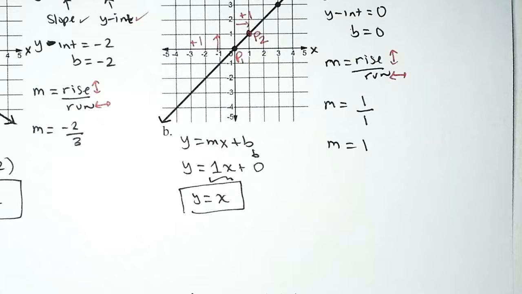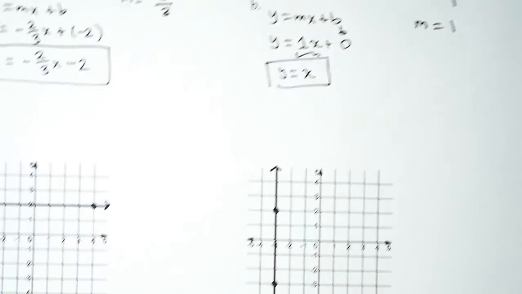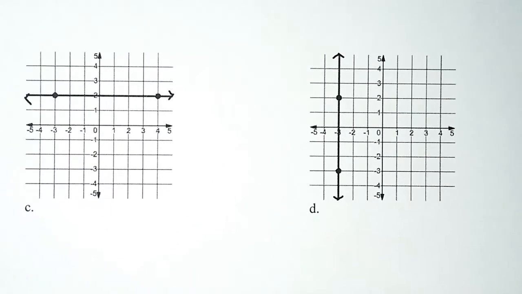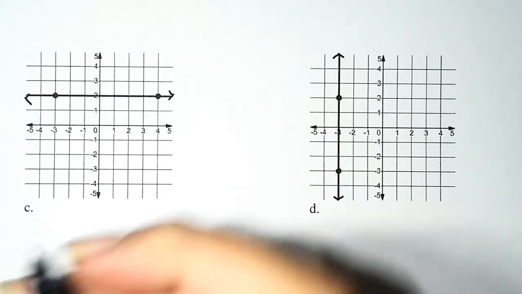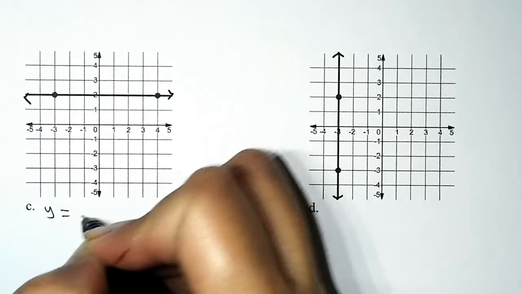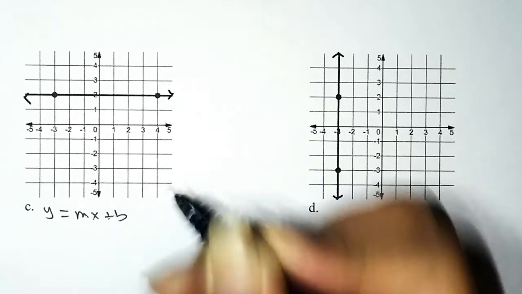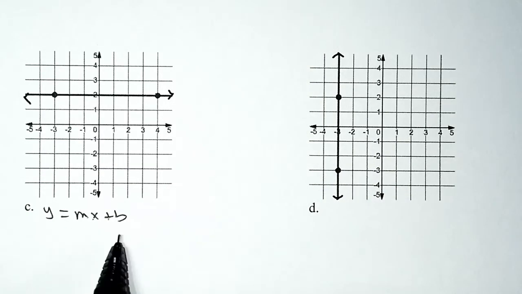Okay, let me zoom out. Problem C for the almost grand finale. Remember to pause and rewind as many times as needed. So we are asked to write this equation in slope-intercept form, y = mx + b. So let's identify the slope and then the y-intercept.